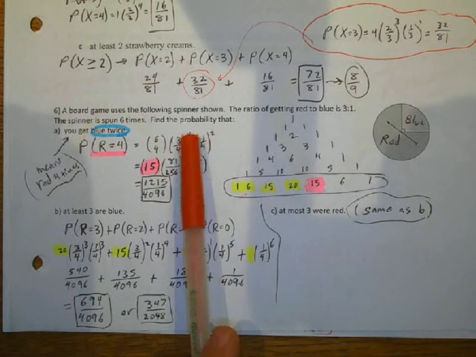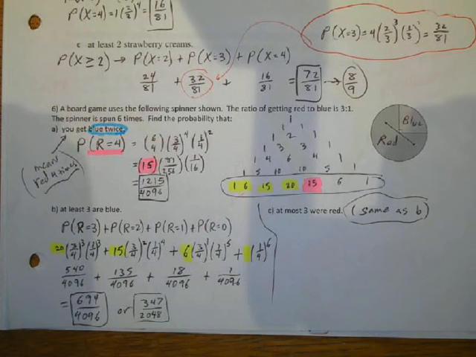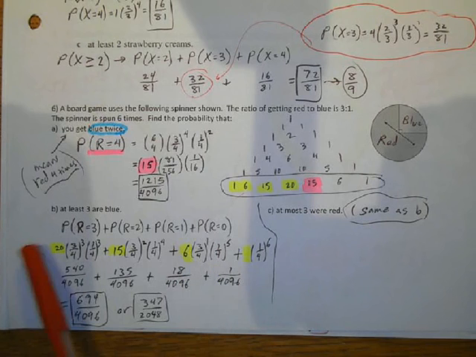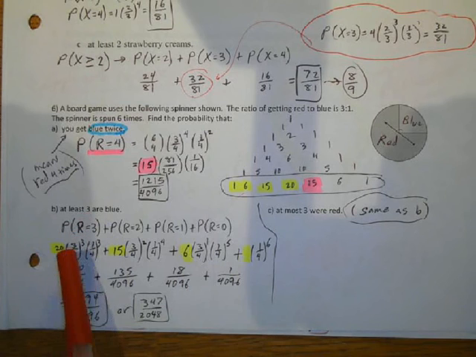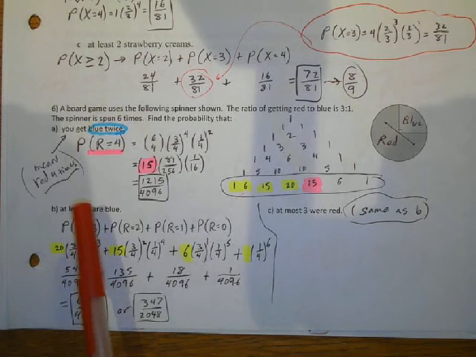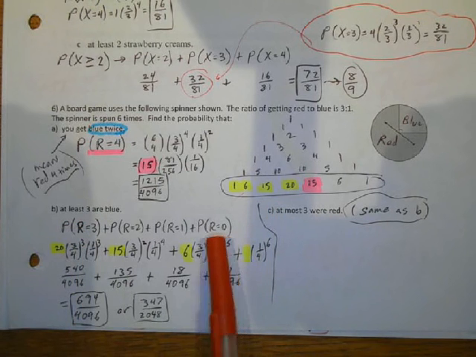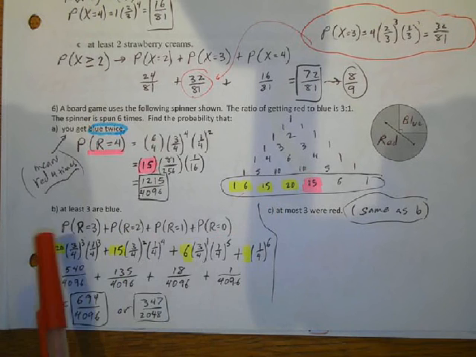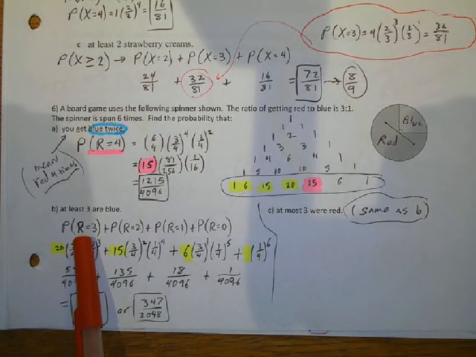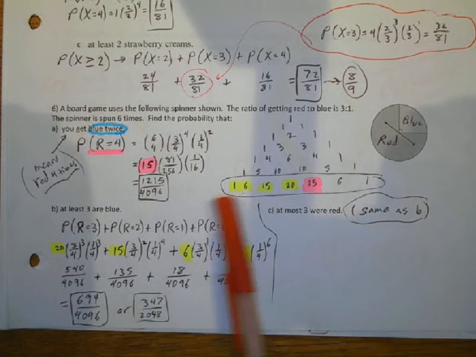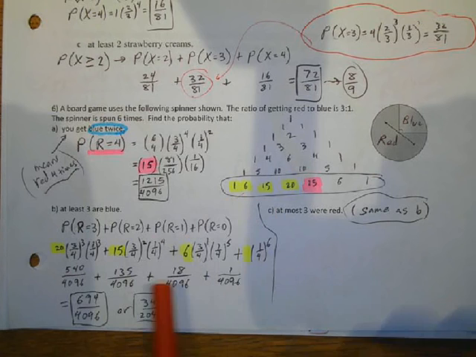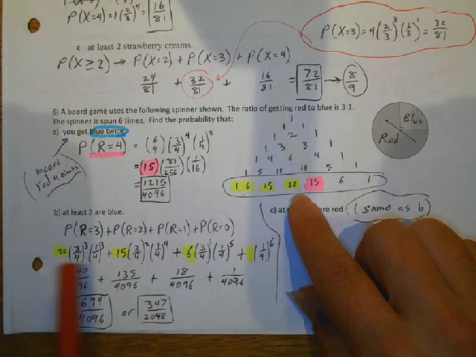Okay. Now, probability of getting at least 3 blue. So if I'm going to get at least 3 blue, that means I'm going to have 0 red, 1 red, 2 red, 3 red, but I'm not going to have any more red than that, because then I wouldn't have at least 3 blue. So I'm taking all of these coefficients, the 1, the 6, the 15, and the 20, and I set this up, and there we go.